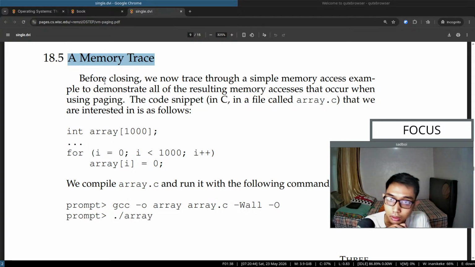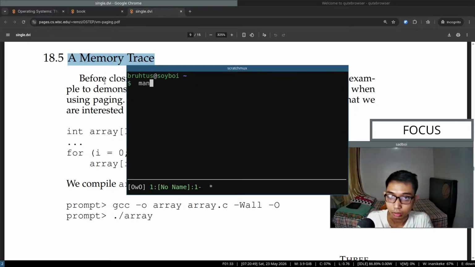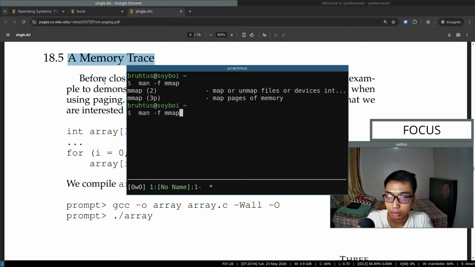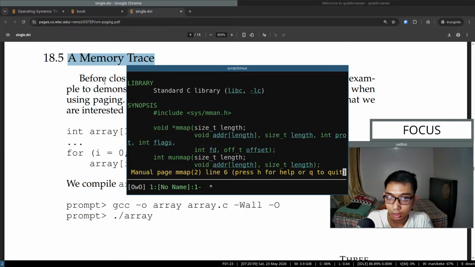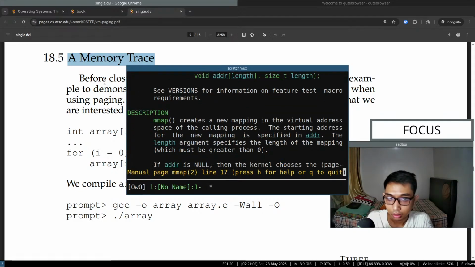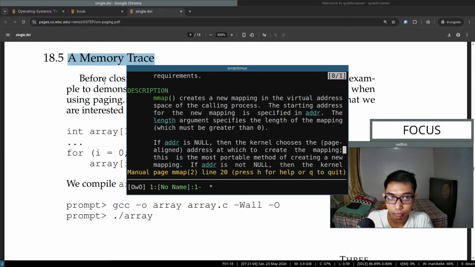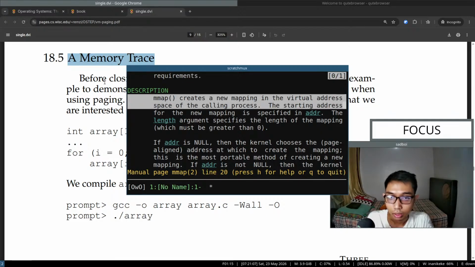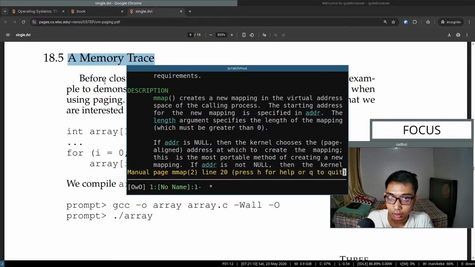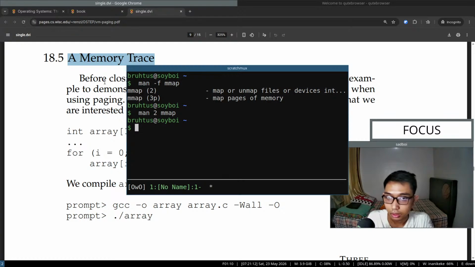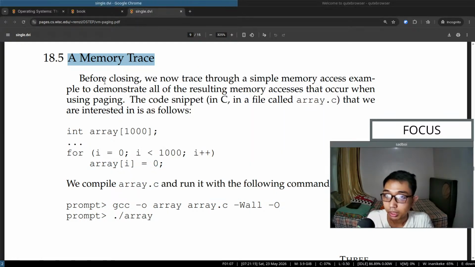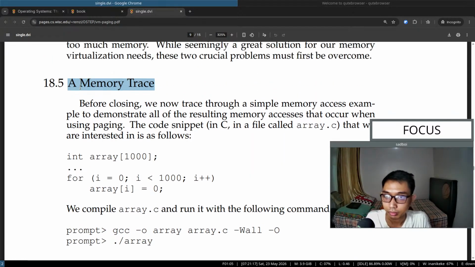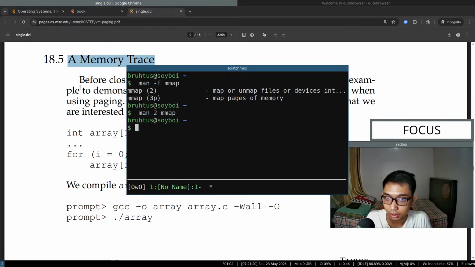No, not necessarily mmap. I mean, I'm assuming you're talking about mmap here, right? We are learning about memory management, but not necessarily about the mmap library here. So no, not the specific mmap, but just the general memory management, I guess.